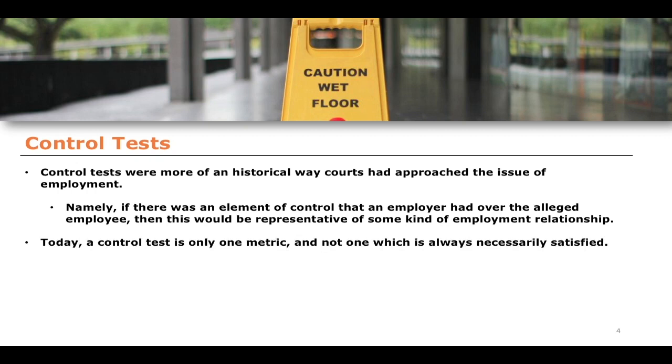Today, however, a control test is only one metric. It is only one way in which we can actually satisfy an employment relationship for vicarious liability. It's not even one that is necessarily satisfied, given that in some circumstances there may be an employment relationship, but there is very little control over the actions of an individual. And so to suggest that control is the only way in which we should be able to measure such an instance of employment relationship is a little bit dubious, shall we say.